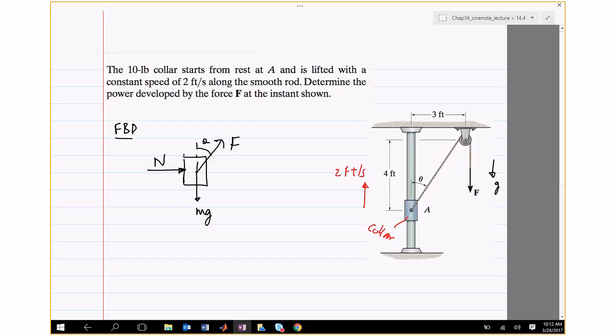In all problems in this course, you can assume whatever you want for the reaction forces in terms of direction. However, for friction problems, you cannot do that. If you assume the wrong direction, it may happen that you'll get the wrong answer. So don't do that for friction problems.